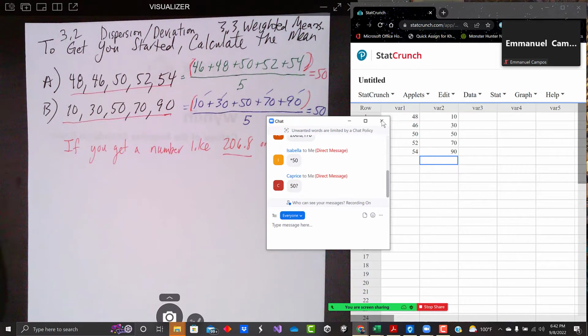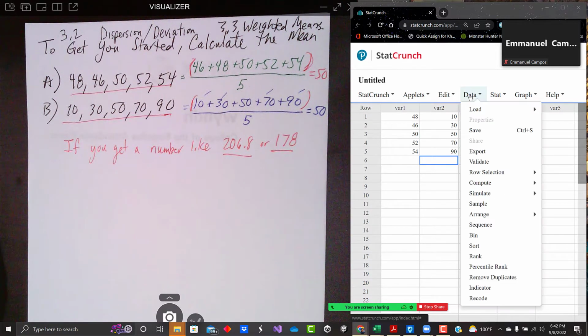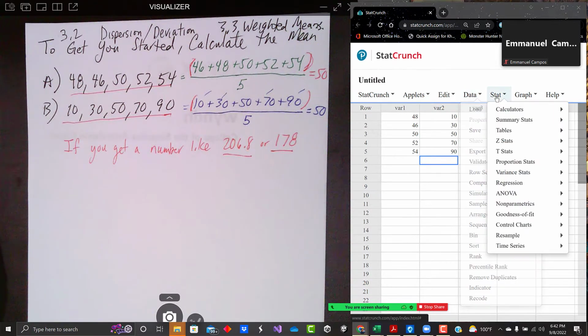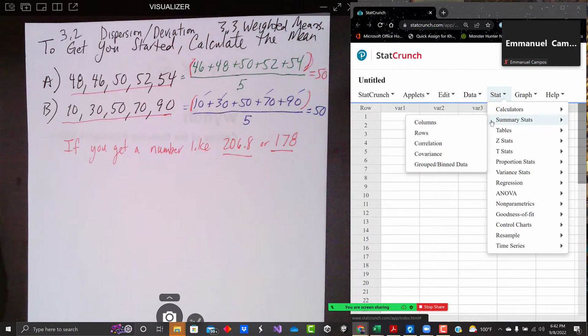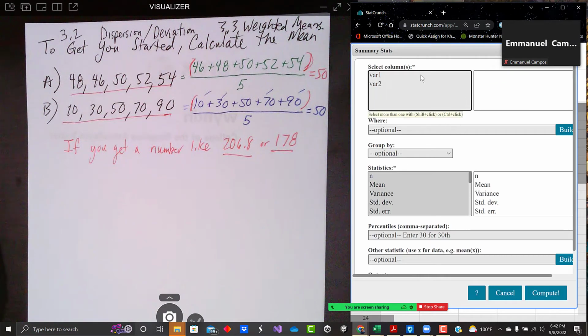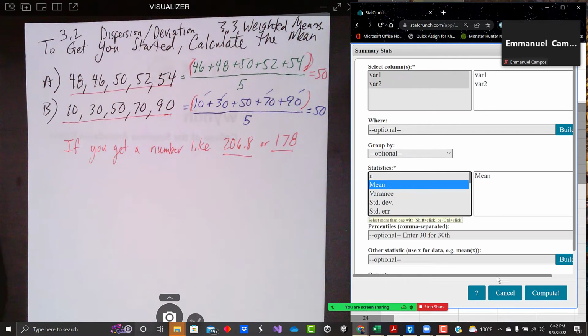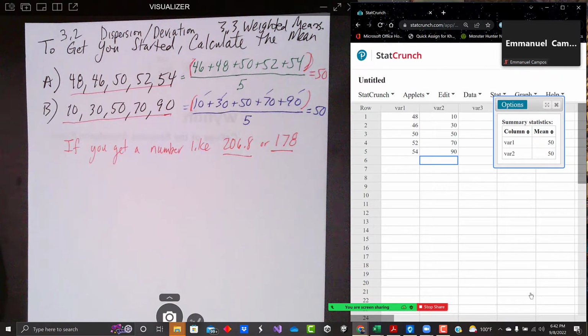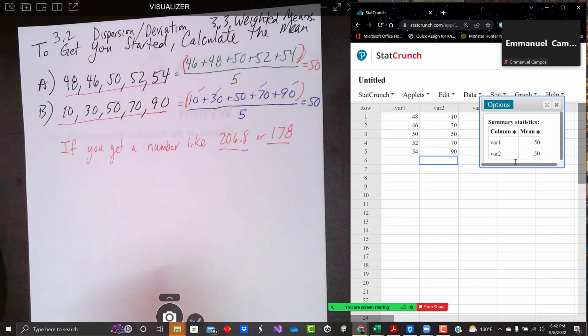We also showed you how to do this in StatCrunch. I wanted to remind you. We can do stats, summary stats, columns. I can select both values, and I'll just click on mean for now. Okay. So I got 50 for both.